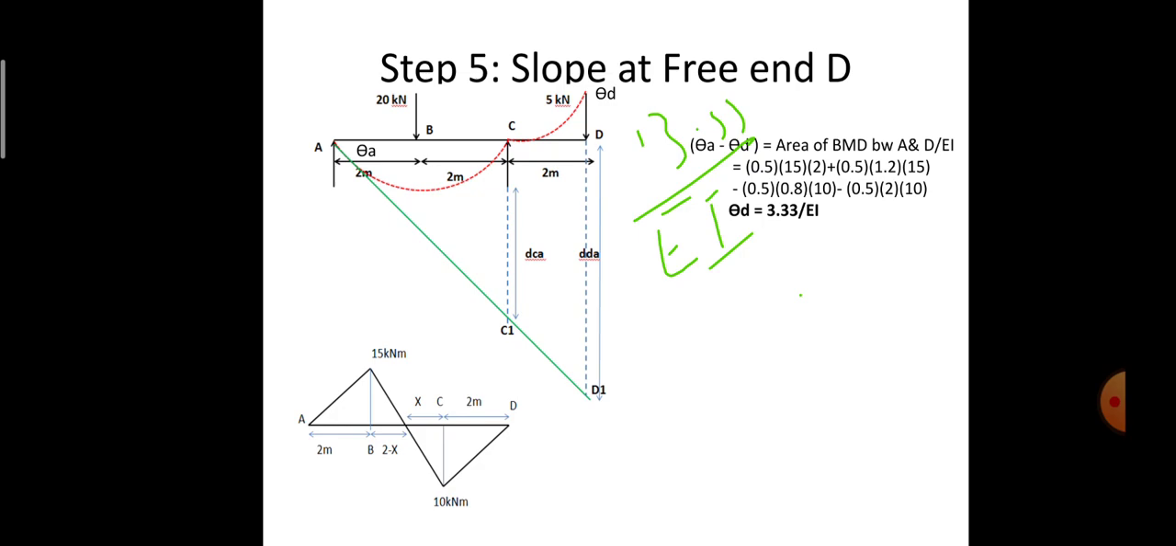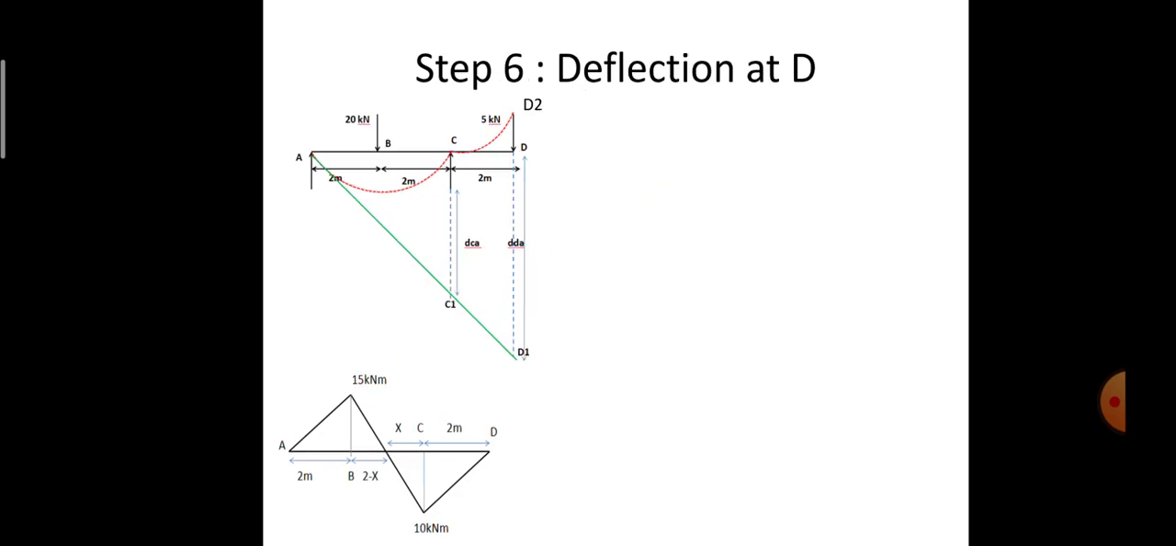So if I substitute that and simplify all the things, I'll get the value of theta D as 3.33 divided by EI. So this is the value of slope at free end. This is the next step, which is regarding finding the deflection at point D.